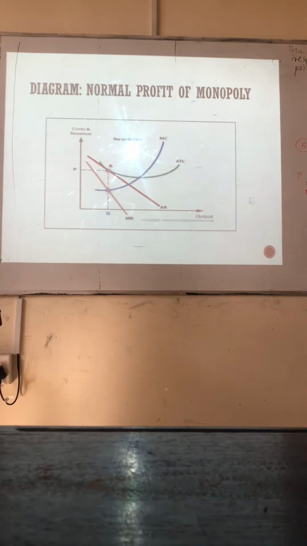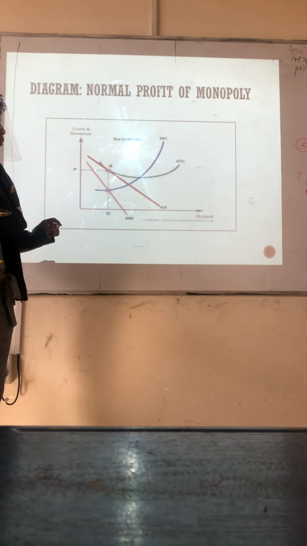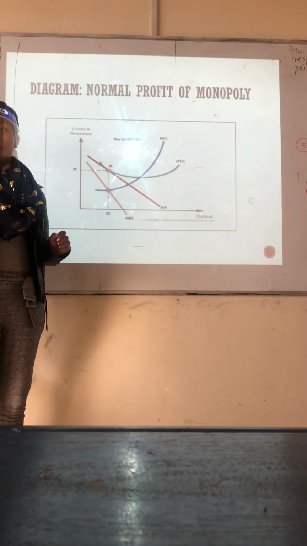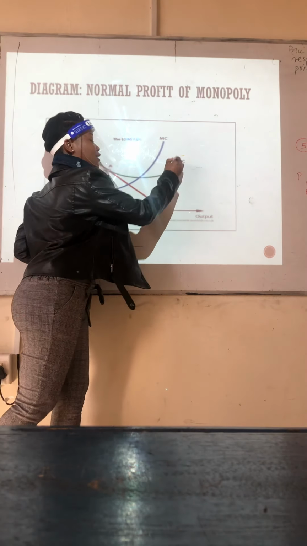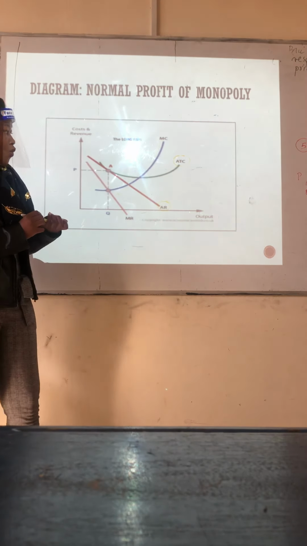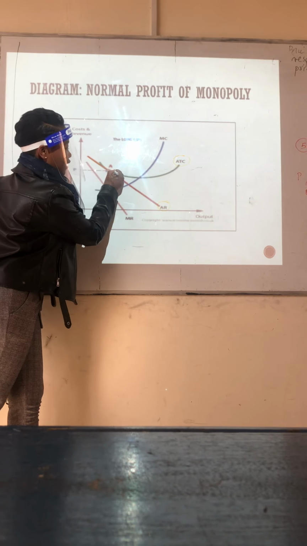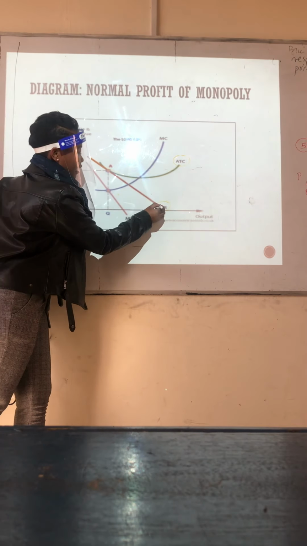So we are having a normal profit. Why are we saying we are having normal profit? What do we do first? Highlight the curves that we want to use. What are we using? AC and AR. Where is my AC? Green. And then AR, red.